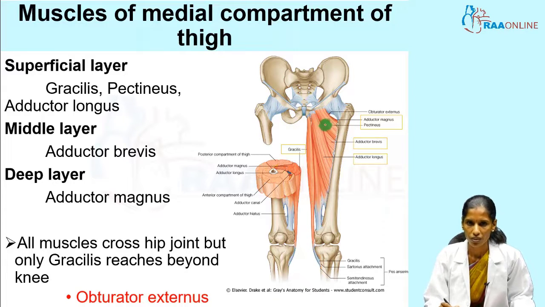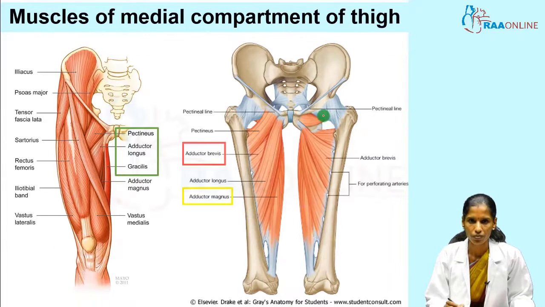Apart from these five muscles present in the medial compartment, there is one more muscle present within this region, that is the obturator externus muscle. Though this muscle is described here, it is not an adductor muscle. This is one of the pelvic muscles.